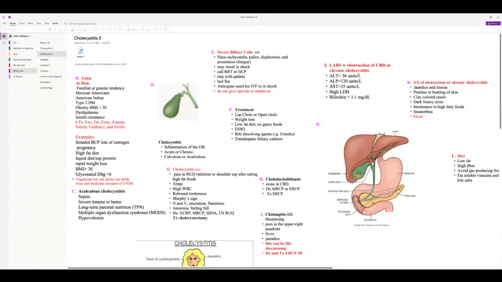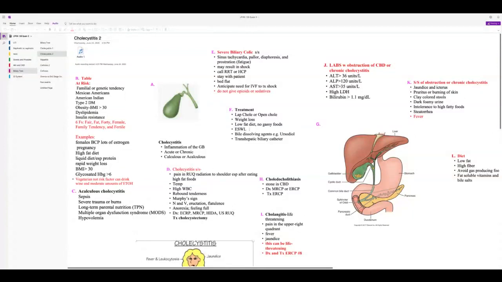Now, treatment is cholecystectomy, but remember they can also change the diet to low fat and try dietary modifications. They can also use bile dissolving medication or ESWL. So there are a lot of different treatment options, not just surgery. The treatment: bile dissolving agents, ESWL, low fat.